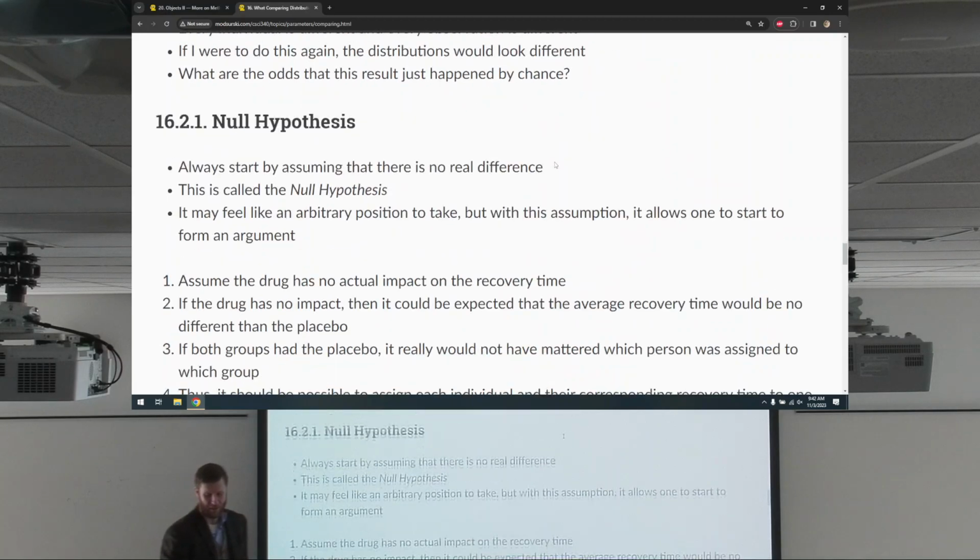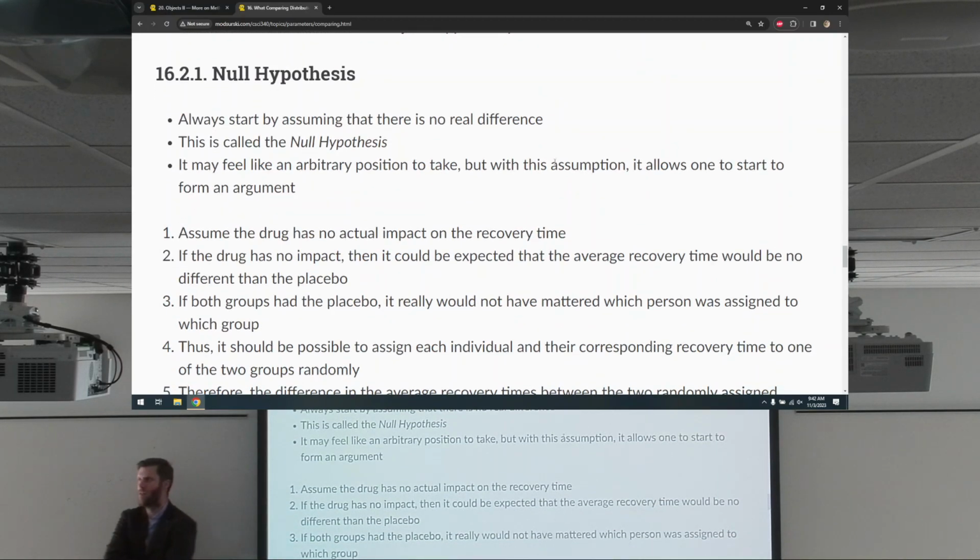So this is where we start with the null hypothesis. Always start assuming there's no difference. You don't have to start by assuming there's no difference. You could go about this assuming there is a difference and still make the same conclusions, but I find it a little easier, and I think people in general find it a little easier to follow this chain of reasoning from the null hypothesis. And if you get confused, slow down and listen carefully to what I'm saying.